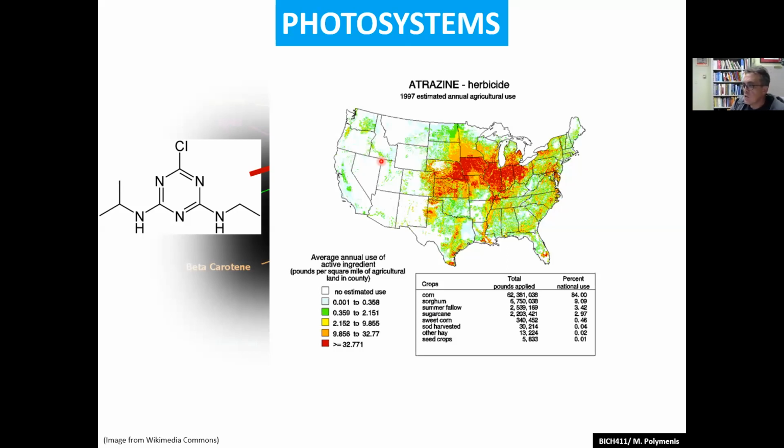And if you see the use, I believe this came from USDA, but if you see the use of atrazine, it shows here the breadbasket, the Midwest, it's glowing. We have a little bit in Texas. You can also see it going down along the Mississippi River and so on and so forth.